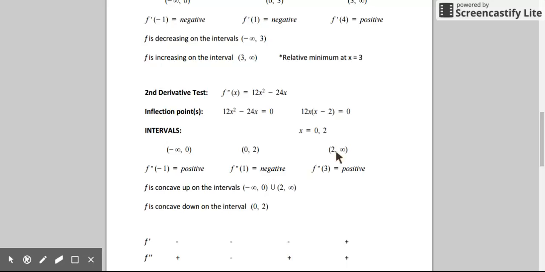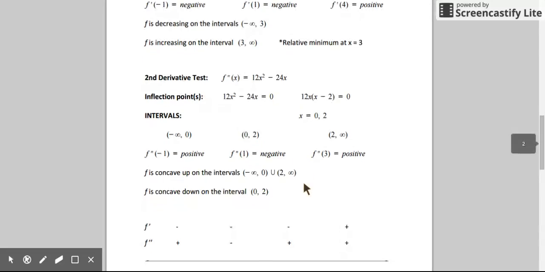And in testing my third interval, I can plug in a value like 3 into my second derivative, and I can tell that I'm getting positive values out of that interval, so my graph is concave up. So I know that my graph is changing concavity at 0 and 2, so those are our inflection points. And I know that my graph is concave up from negative infinity to 0 and from 2 to infinity. And my graph is concave down on the interval from 0 to 2.